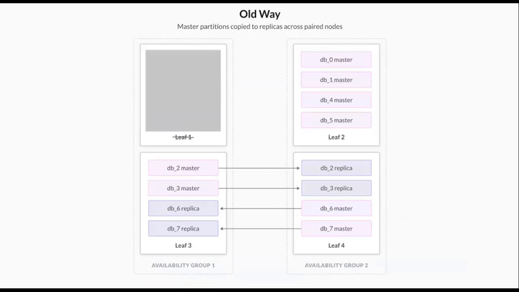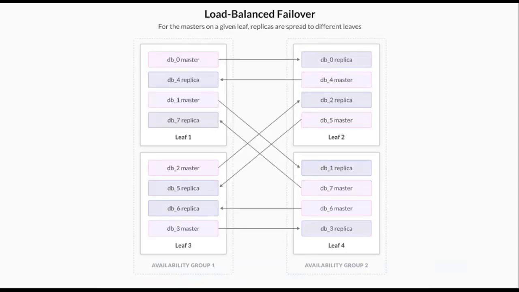In MemSQL 7.1, we introduced a new option, load-balanced failover. In this clustering mode, we no longer maintain pairs, but instead, we automatically decide how to place each partition independently of other partitions. Now, leaf 1 and leaf 2 still cross-replicate to each other, but they only do so with some of their partitions. DB0 has a master replica on leaf 1 and a secondary replica on leaf 2.